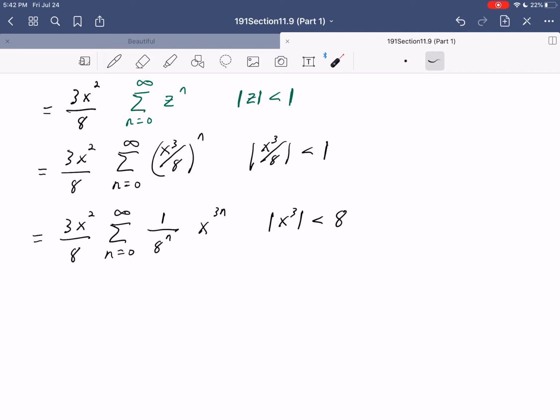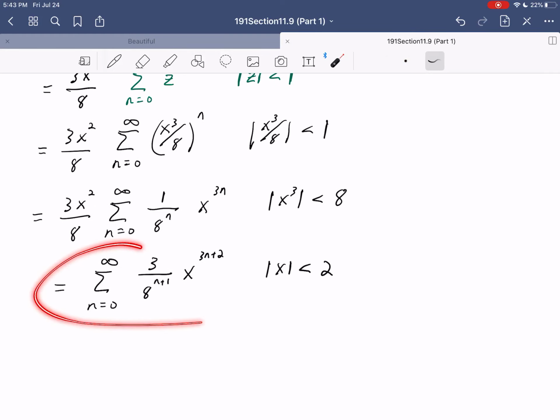All right, now we have some manipulations here. Let's bring this stuff in and multiply everything out. So we should get the sum from n equals 0 to infinity. The 3 doesn't have anything to mix with, so we're just going to end up with a 3 up top. 8 times 8 to the n, well, this is an 8 to the 1, so it's going to add 1 to that exponent, 8 to the n plus 1. And here we have an x squared and an x to the 3n. It's going to add 2 to that exponent, x to the 3n plus 2. Then, of course, here we could cube root both sides, and we'd get absolute value x less than 2. So there we go. There's our power series representation.